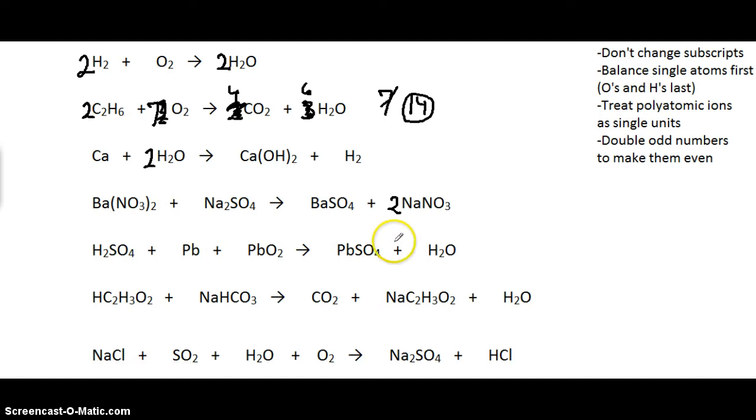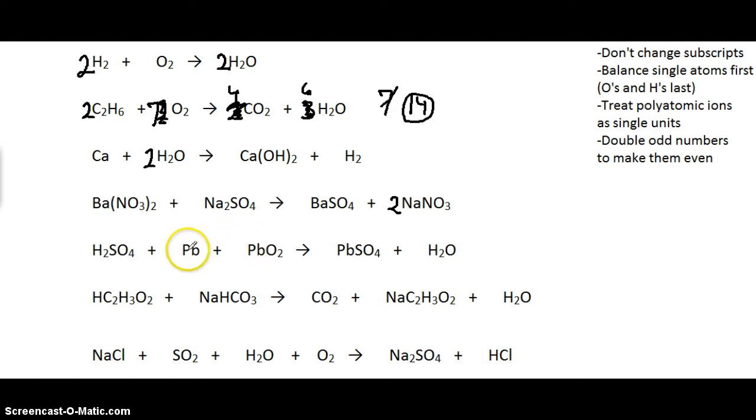Now here's kind of a complicated one. I've got H's here that look okay to begin with, so we're fine there. Sulfurs look okay to begin with. I've got 1 and 1. Oxygens, this is going to be a little complicated here with the oxygens. I have 4 here, 2 here, so I have 6 on the left side. I have 5 on the right side, so that's going to be a little bit trickier.